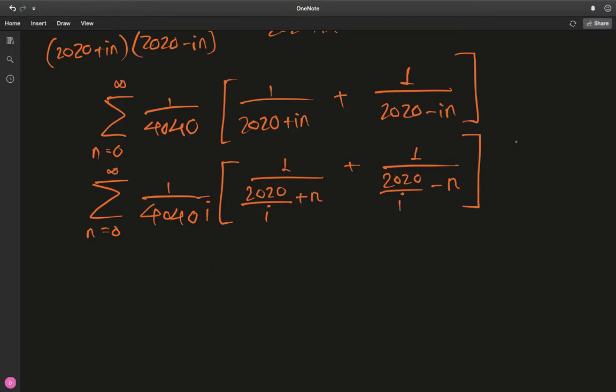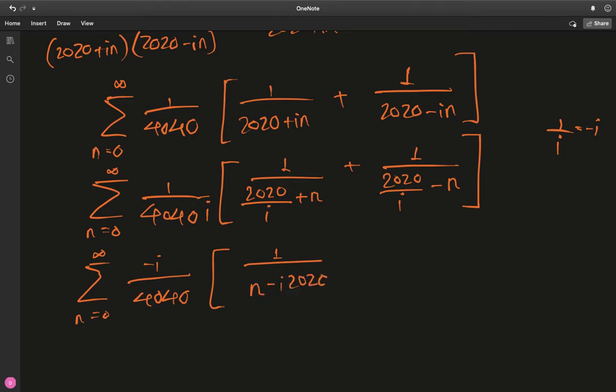Well, now since it's a well-known fact that 1 over i is just equal to negative i, you can multiply and divide by i squared, you'll get negative i. So now we have the sum from n equals 0 to infinity of negative i over 4040, and then over here we can do the same thing. So we have 1 over n, and 1 over i is negative i times 2020, and we have plus 1 over negative n minus i times 2020.